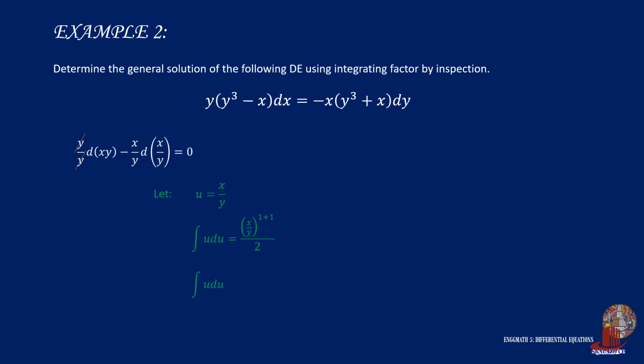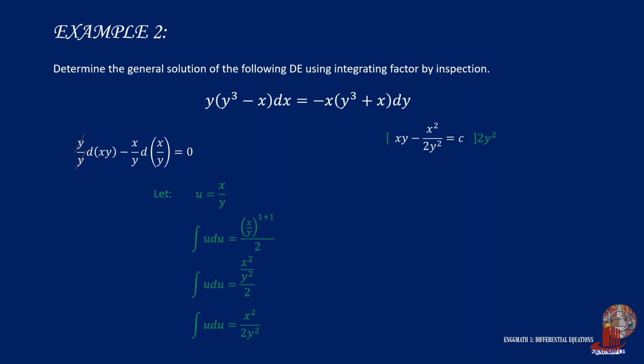Recall that if u is x all over y, the integral of u du is adding the exponent of u by 1 and dividing everything by the total number of exponents. So by simplifying, the integral of x all over y will be x squared upon 2y squared. So we get xy minus x squared all over 2y squared is equal to c.